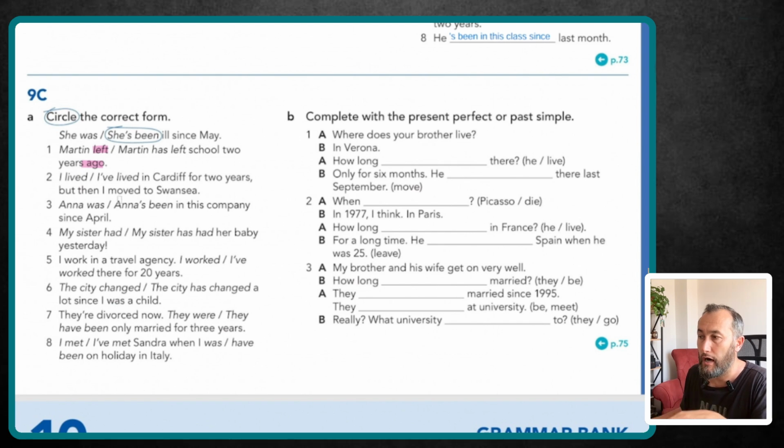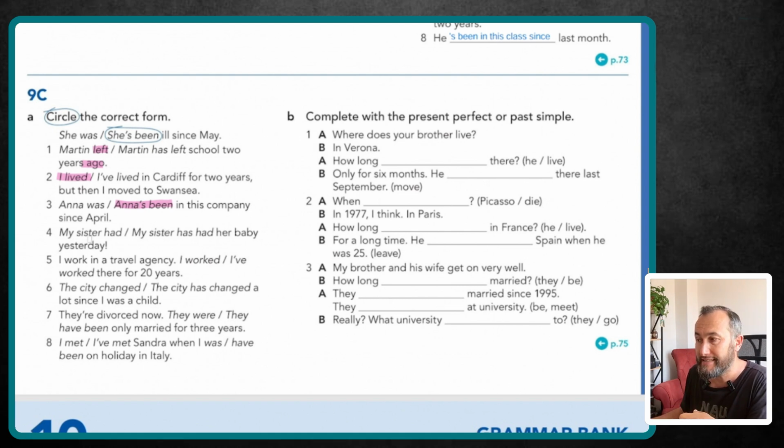Number two, I've lived in Cardiff for 2 years. Look, but then after that, I moved. So he doesn't live in Cardiff anymore. So it must be past simple, because now he moved to Swansea. Number three, Anna was or Anna has been in this company since April. So from April, she started until now. So that must be present perfect. Anna has been in this company.